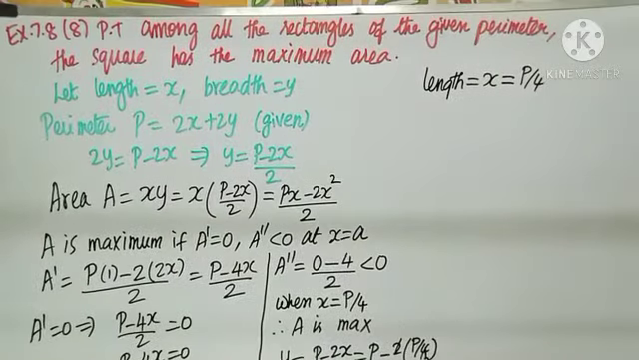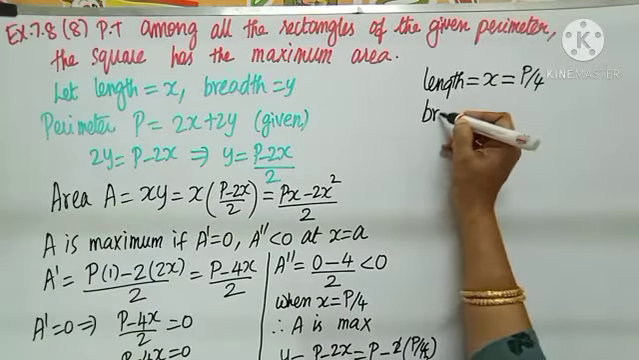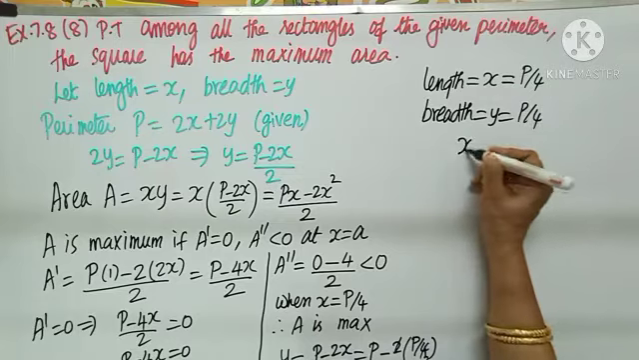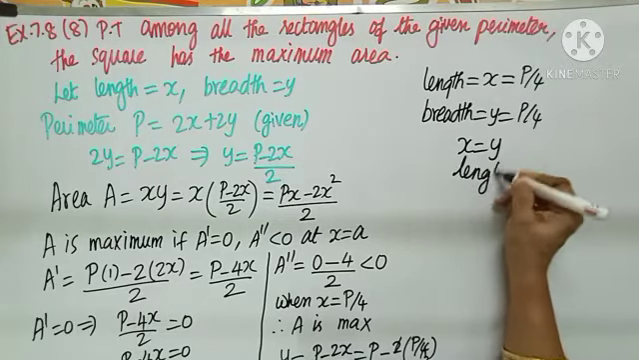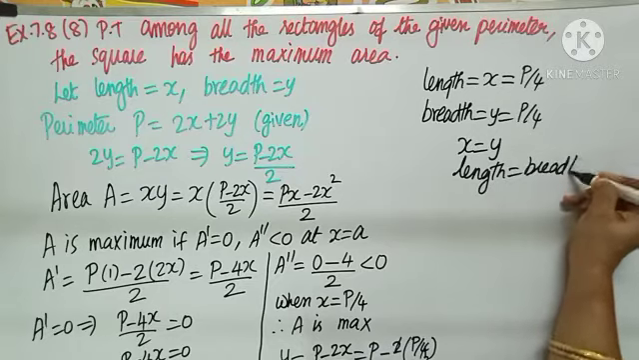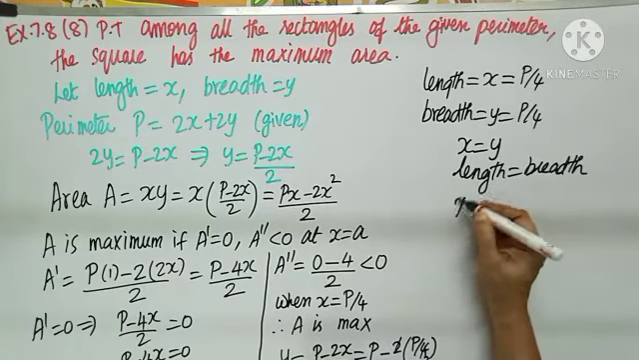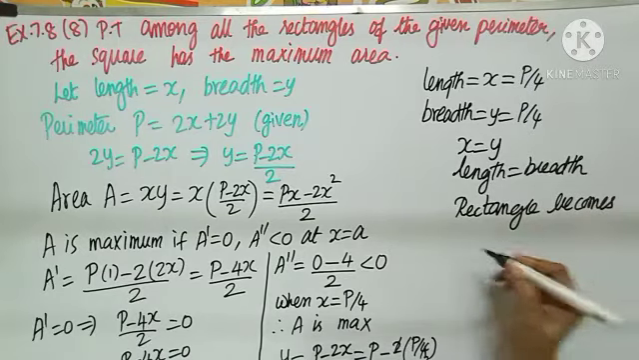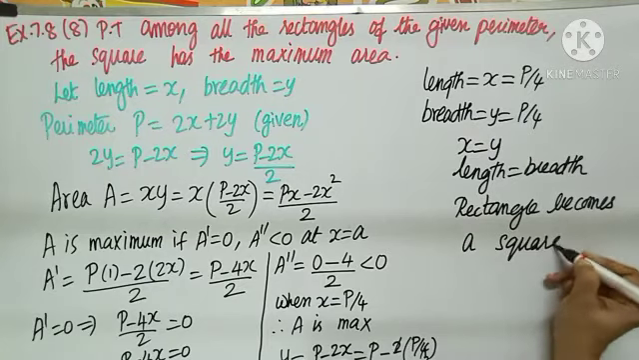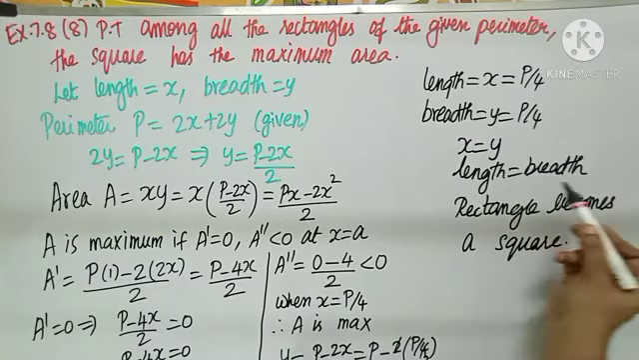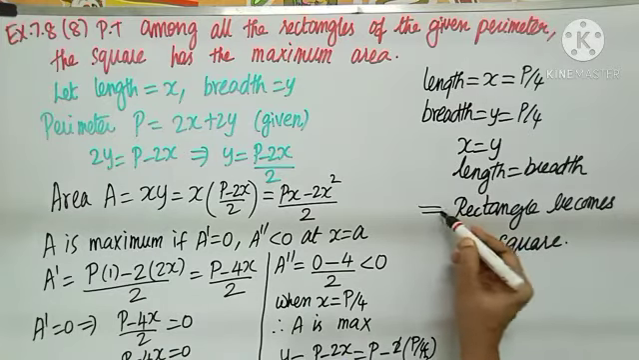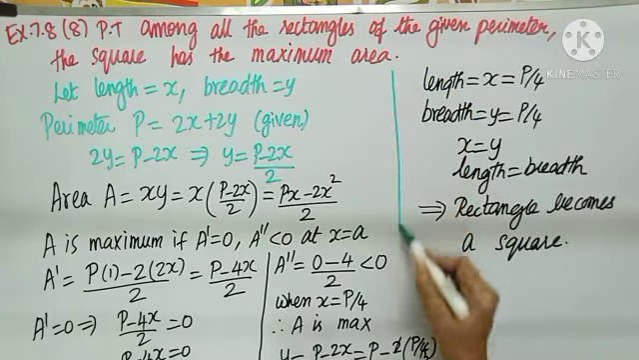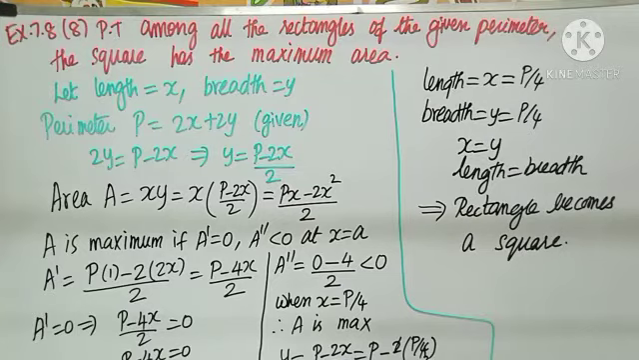Take and write the answer. The length x is P by 4. The breadth y also equals P by 4. These two tell me x is equal to y. That is, the length equals breadth. In a rectangle, whenever length and breadth are equal, the rectangle becomes a square. So what is the difference between rectangle and a square? In a square, all sides are equal. In a rectangle, length and breadth are not equal. So whenever the length and breadth are equal in a rectangle, the rectangle becomes a square, and that is the answer.